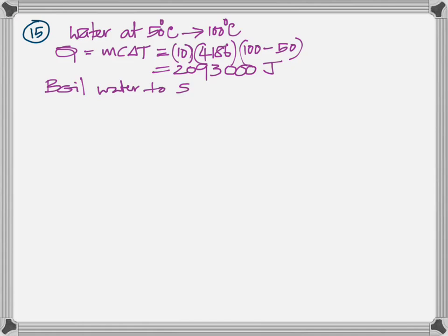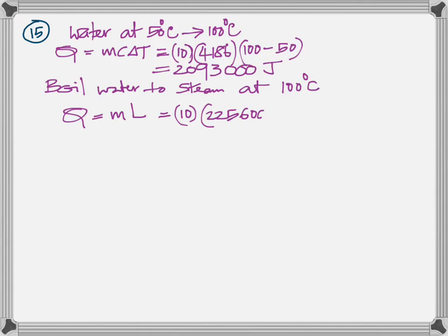Now the second process, heat required to boil water to steam at 100. Remember the formula is mass times latent heat now. 10 times. That is the latent heat in proper units, joule per kilogram. So don't ask me where I got it from. That's the latent heat. It will be given to you.